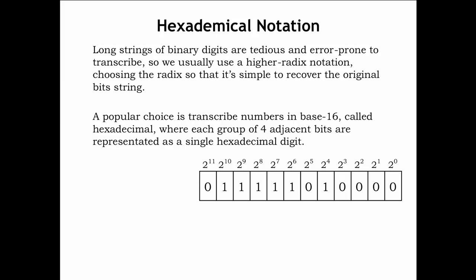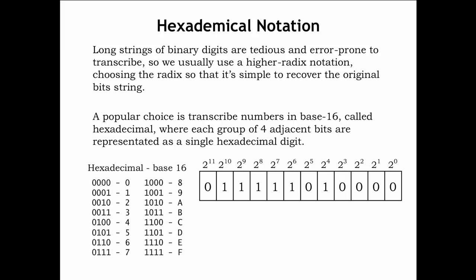A popular choice these days is a radix 16 representation, called hexadecimal, or hex for short, where each group of 4 binary digits is represented using a single hex digit. Since there are 16 possible combinations of 4 binary bits, we'll need 16 hexadecimal digits. We'll borrow the 10 digits 0 through 9 from the decimal representation, and then simply use the first 6 letters of the alphabet, A through F, for the remaining digits. The translation between 4-bit binary and hexadecimal is shown in the table to the left below.